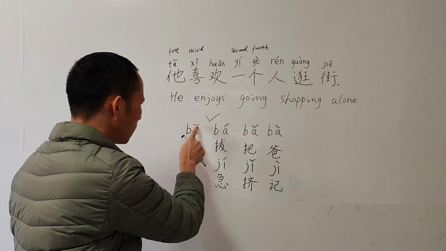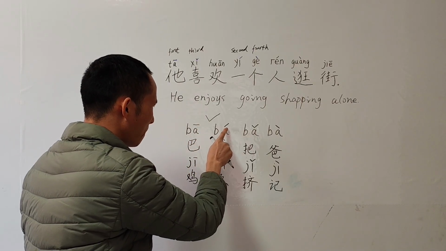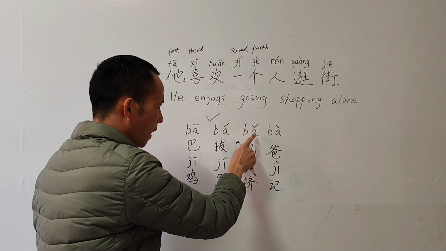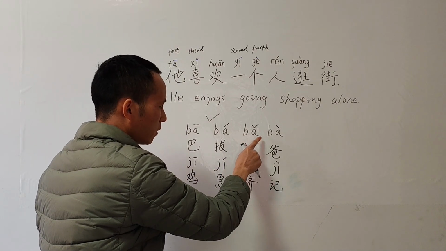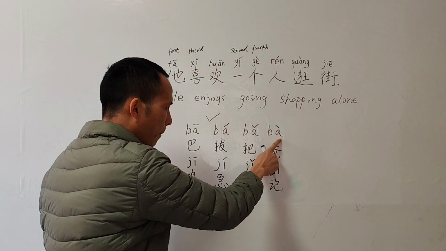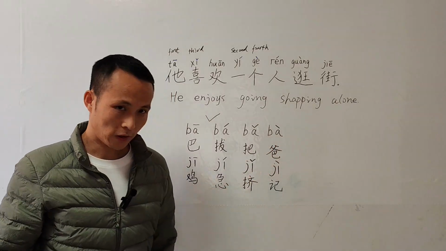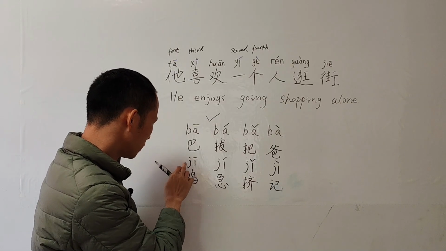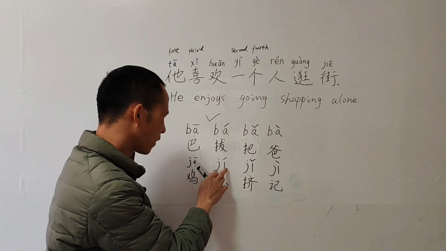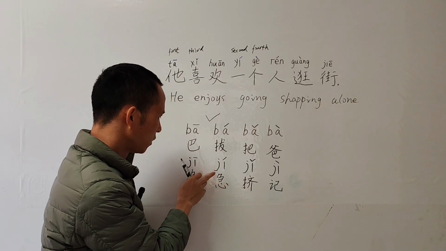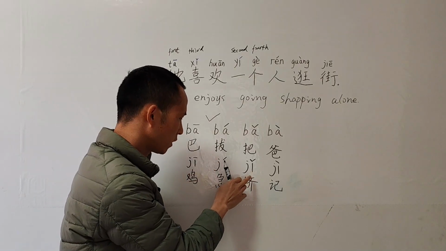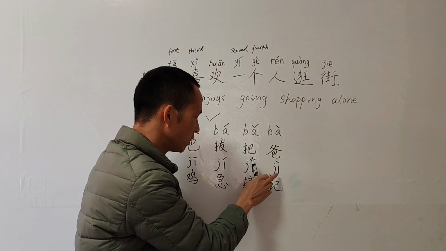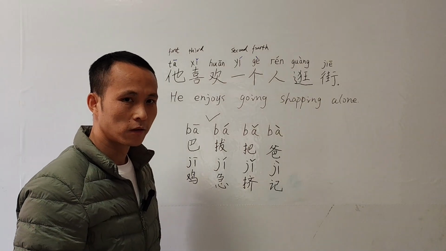The first tone, second tone, third tone, fourth tone. Okay, one more time. First tone, high tone. Second tone, rising tone. Third tone. Fourth tone, right? Okay, you got it?